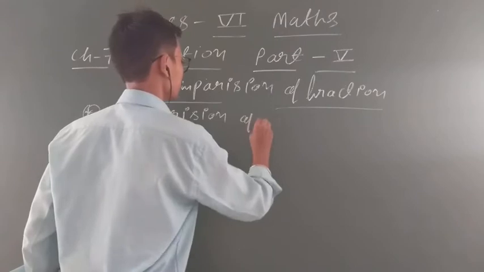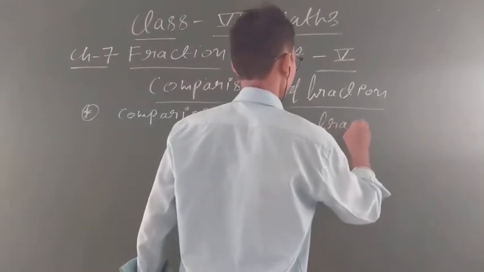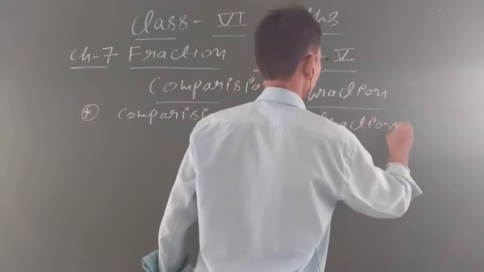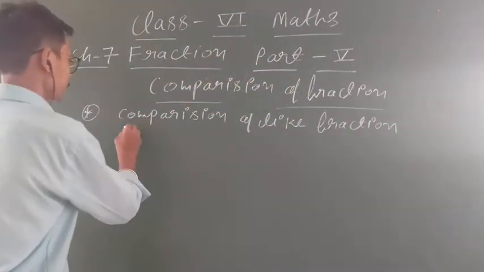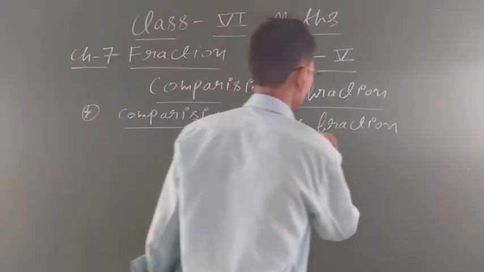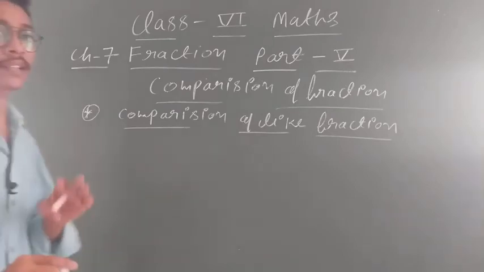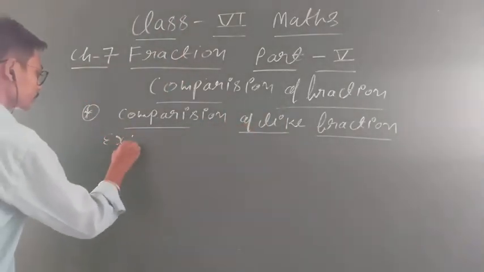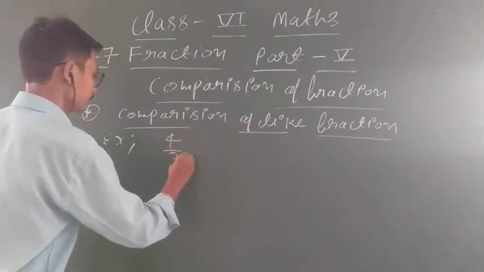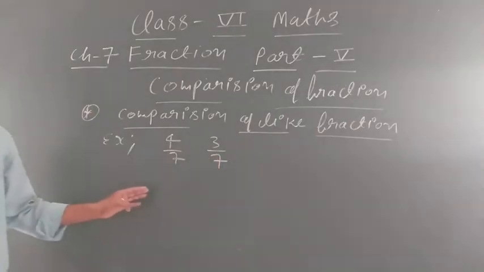Okay student, first thing is comparison of like fractions. Now, like fraction, you know what is the meaning of like fraction, student? Like fraction means whose denominator is the same. For example, you can take 4/7, 3/7. Okay student, these are examples of like fractions.